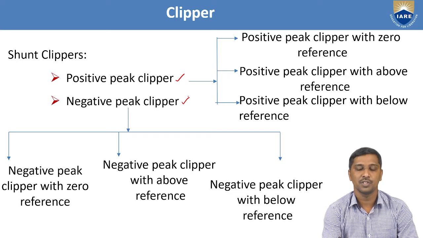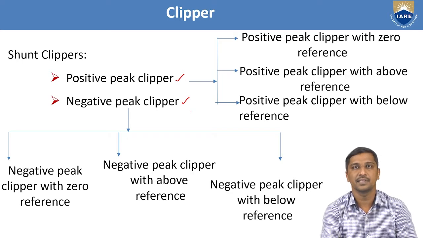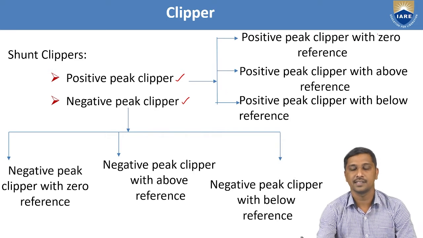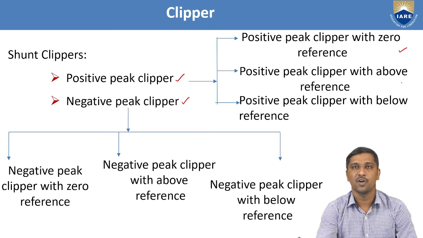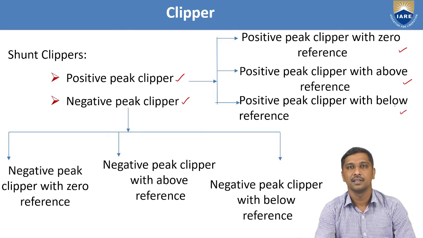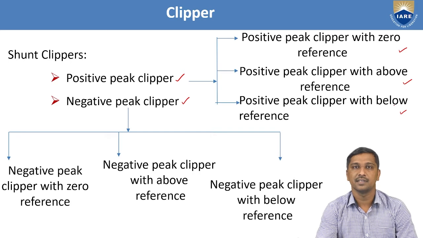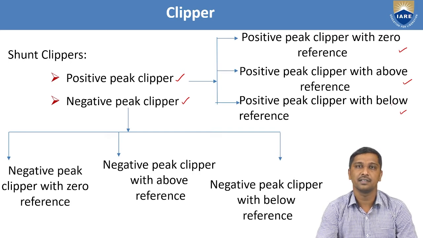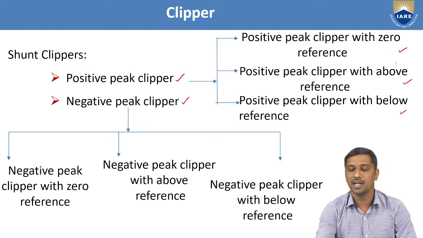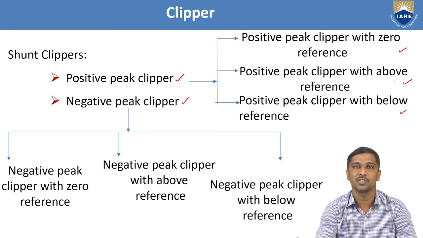Again, the positive and negative peak clippers are classified further. One is the positive peak clipper with a zero reference, another is the positive peak clipper with an above reference, and the third is the positive peak clipper with a below reference. The clipper is referenced with a DC signal. The DC signal is either zero, or a positive voltage, and in the third case, a negative voltage.